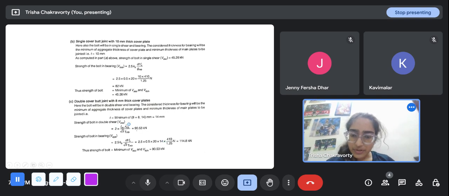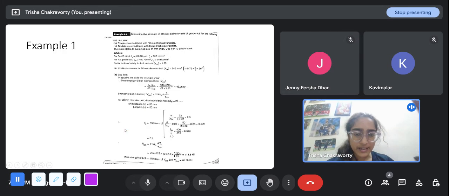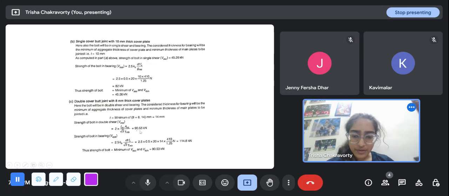And for bolt in double shear, the strength is increased by 2. So basically in this formula, the n_n becomes 2 from 1. Here we had taken n_n as 1. Here we take it to be 2, and it becomes 90. And still we see that the shearing remains the criteria. So the strength of the bolt is the minimum of V_dsb and V_dpb, the shearing and bearing, that is 90.53 kilonewton.